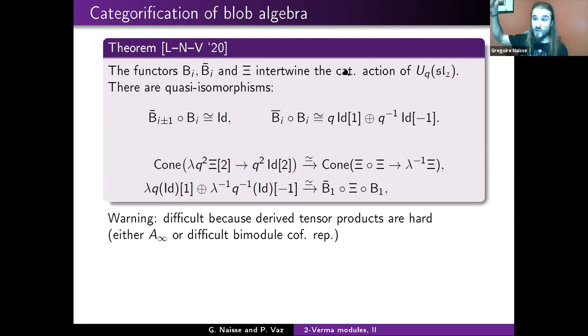So if you want, with the induction restriction functor that adds a black strand on the right, and then we can show that we have quasi-isomorphisms of DG functors between all these guys that lift my relations of the blob algebra to the categorical setting.